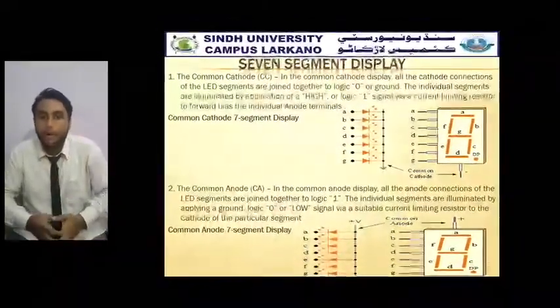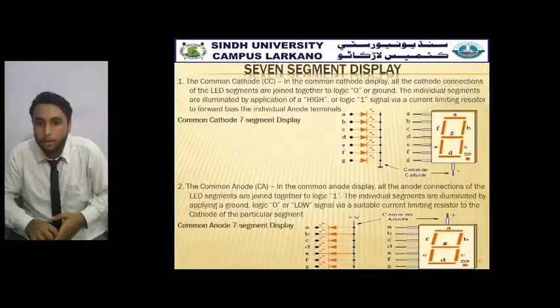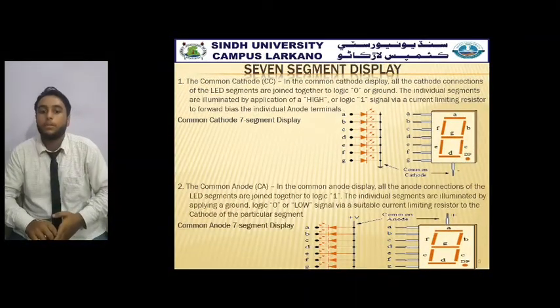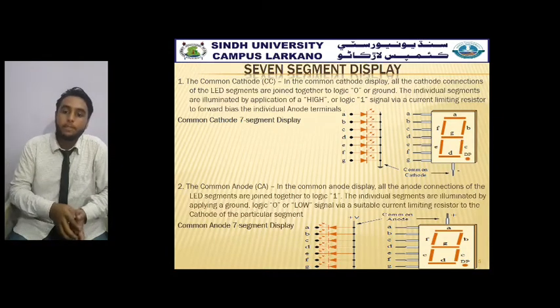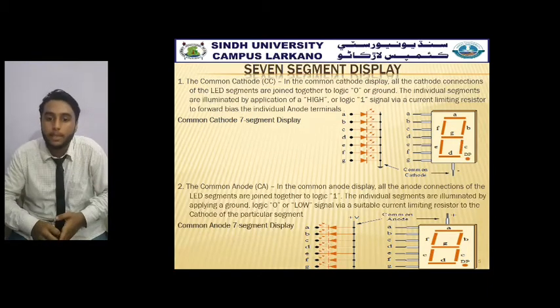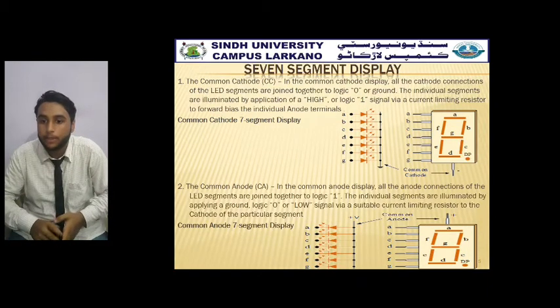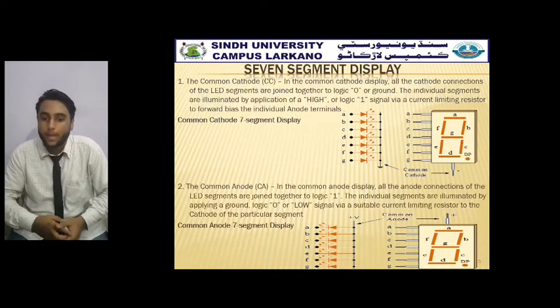7 segment display. The common cathode, CC. In the common cathode display, all the cathode connections of the LED segments are joined together to logic 0 or ground. The individual segments are illuminated by the application of a high or logic 1 signal via a current limiting resistor. This is the figure of the common cathode.